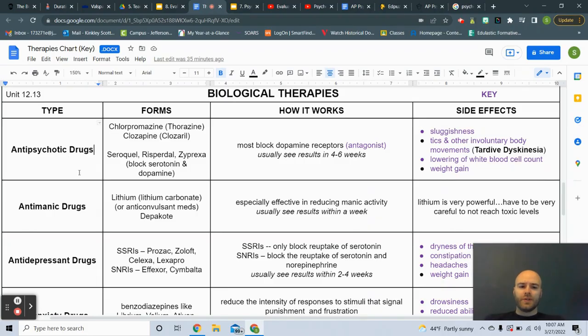So just to rewind for a second here and talk about biological therapies, right? We know that they're looking for a physical, medical solution to the issue and an imbalance in brain chemistry or something like that. So that's what they're going to focus on mostly.